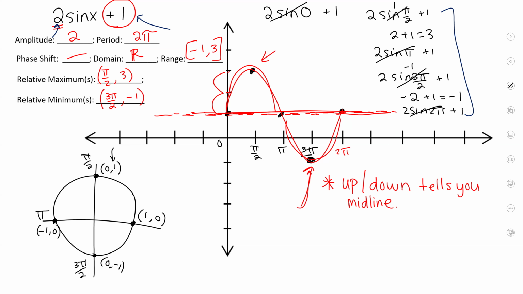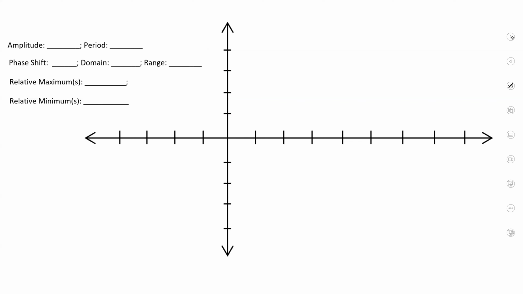For example, here's a fresh one. What if I said 4 sine x - 3? That means you're going to go down to 3. This is your midline. You'll start here. I'll say this is pi/2, pi, 3 pi/2, and 2 pi.